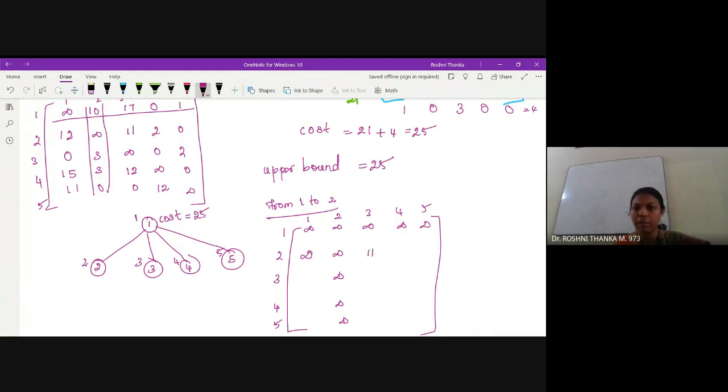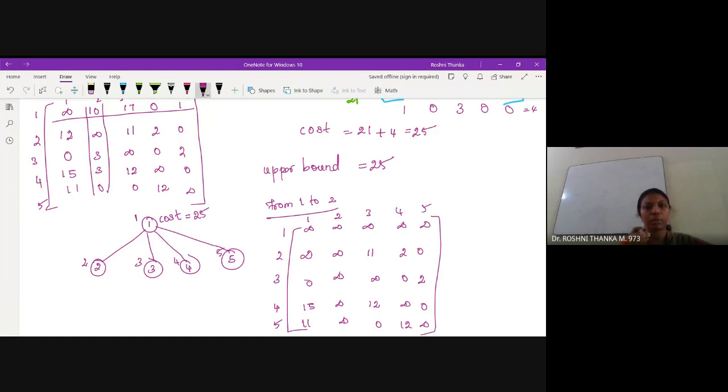So it becomes 11, 0. From this matrix I am writing. So this becomes 0, and this one infinity, 0, 2. And the fourth one, this is 15, 12, infinity, 0. And the last row is 11, 0, 12, and infinity. So this is the updated matrix when I move from node number 1 to 2.